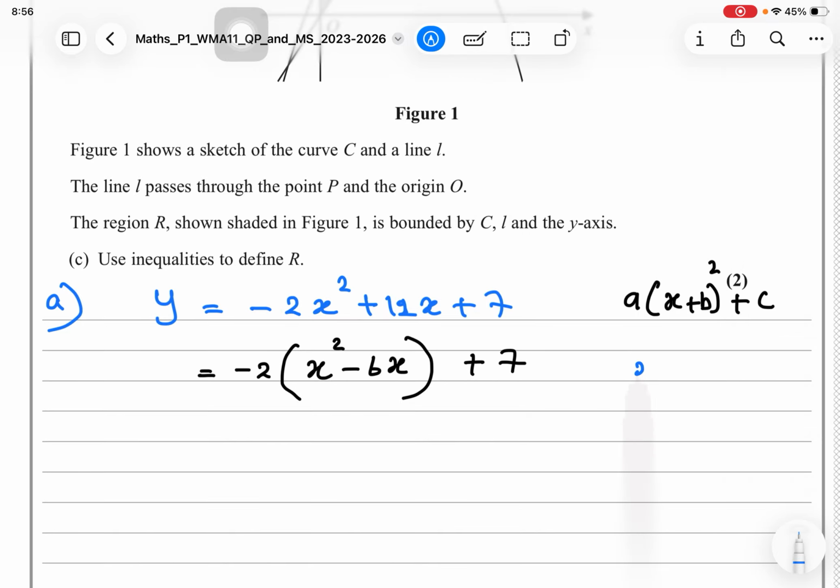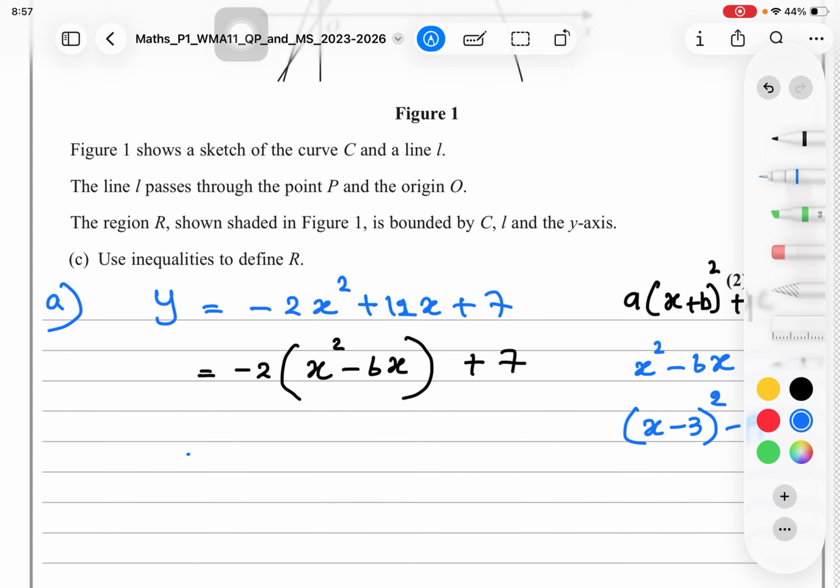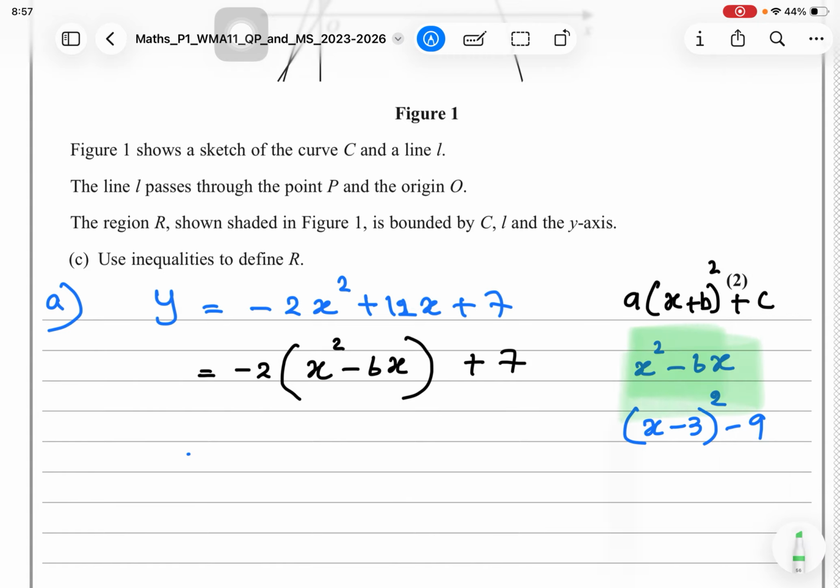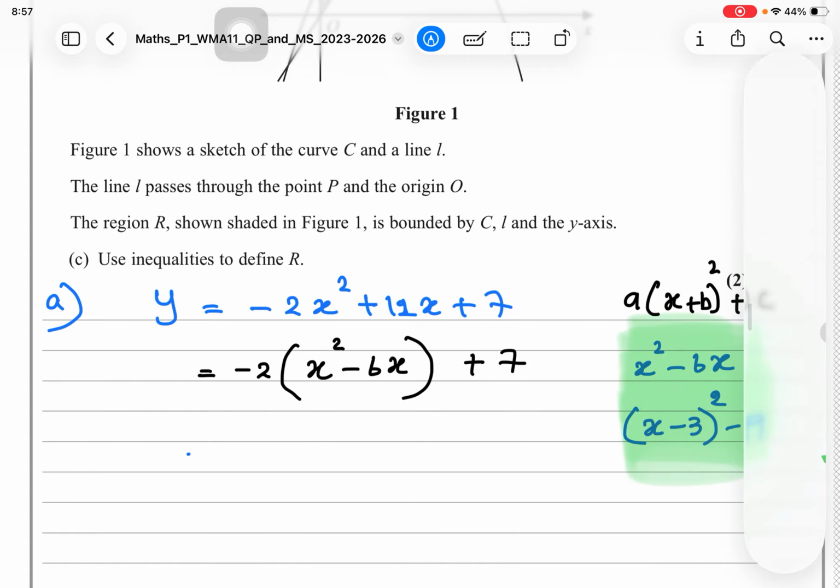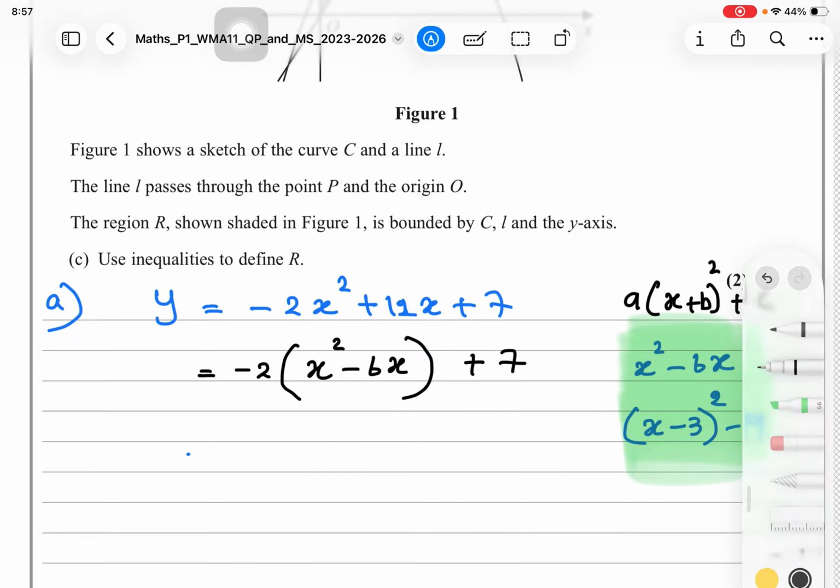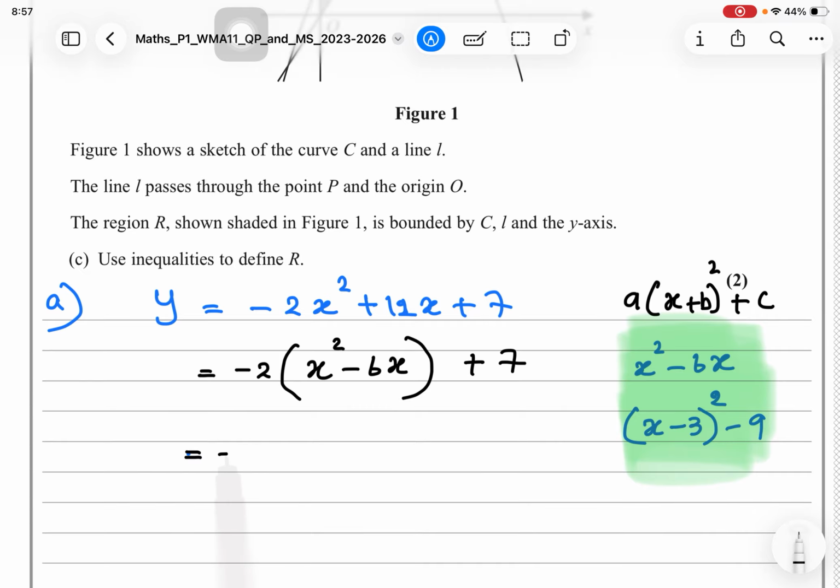So x squared minus 6x, we know we can take x minus 3 whole thing squared. When you square it, you're going to get x squared, negative 6x, and a positive 9, which you have to subtract, so minus 9. So if I come back to my question, I have negative 2 here, and I have x minus 3 whole thing squared minus 9, plus 7.